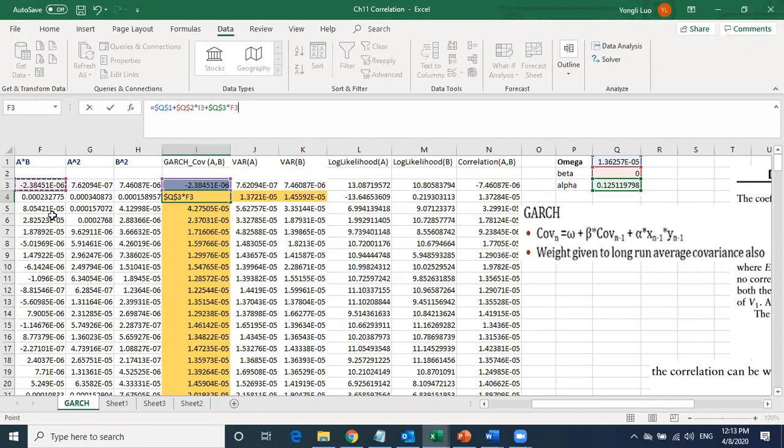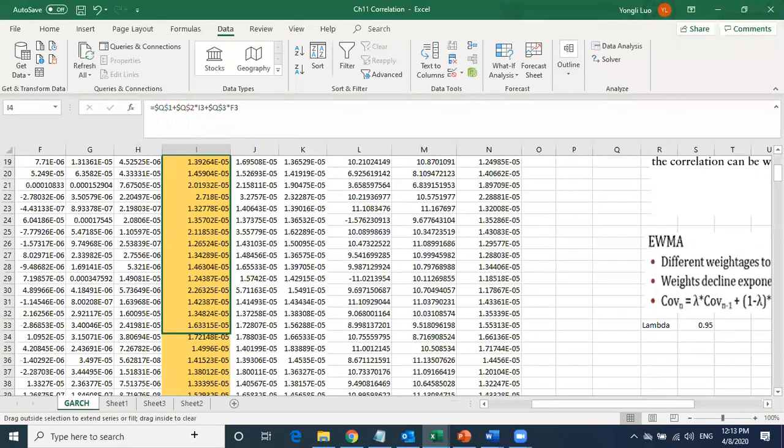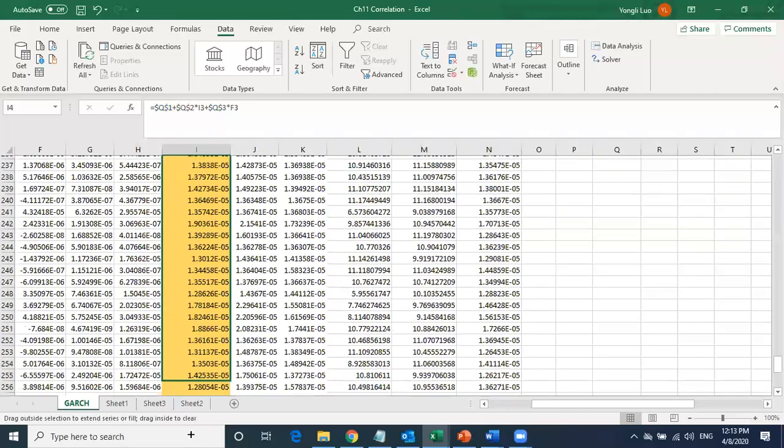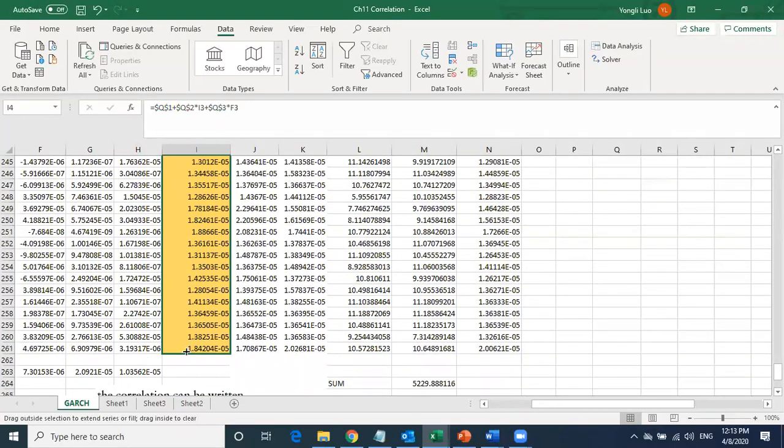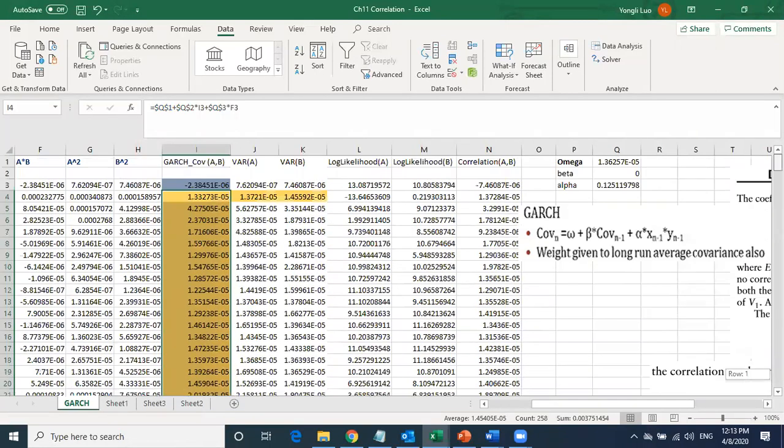Now you complete your GARCH model for covariance estimation. You follow that formula and then drag it all the way down to the bottom. So that's the covariance estimated using the GARCH 1-1 model.